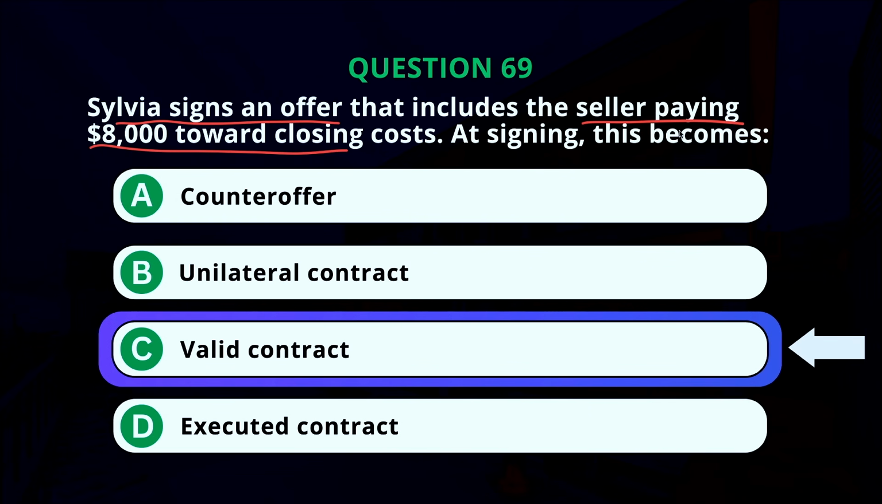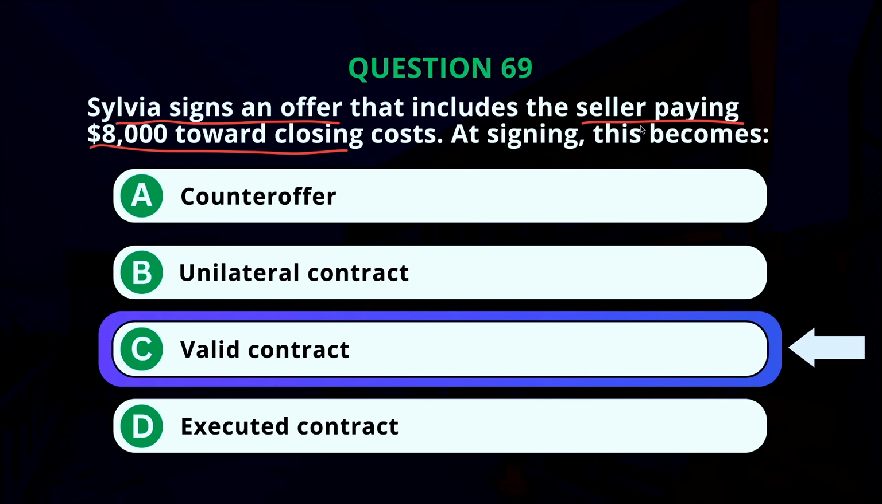Sylvia is agreeing to buy, promise number one, and the seller is agreeing to also contribute towards $8,000 of closing costs. That's not unilateral. A counter offer, well, we don't know if it said further. If Sylvia rejected the original agreement and then wanted to make sure there was $8,000 applied, then that would be a counter offer or counter proposal. So A is also out.